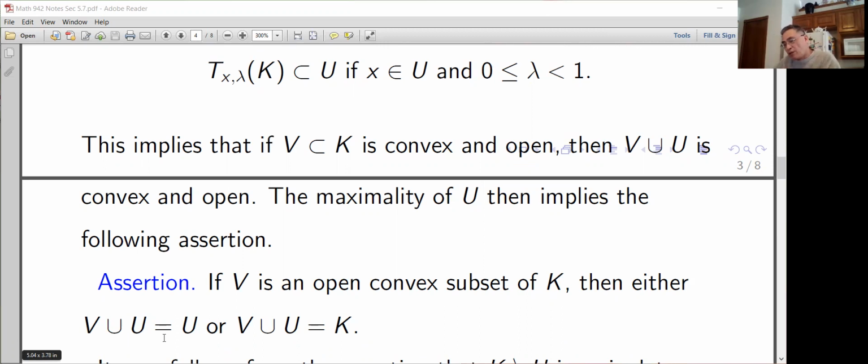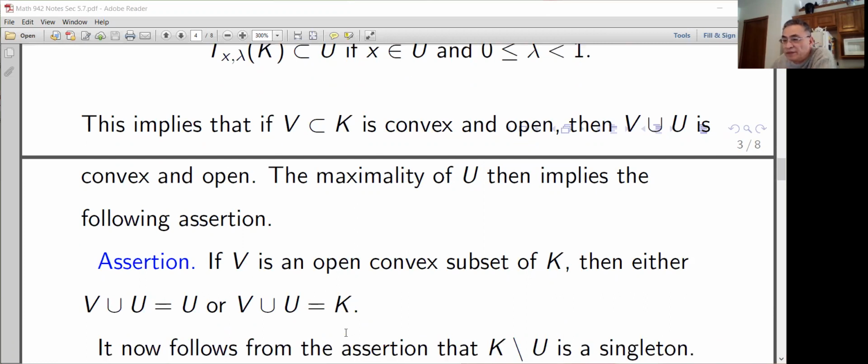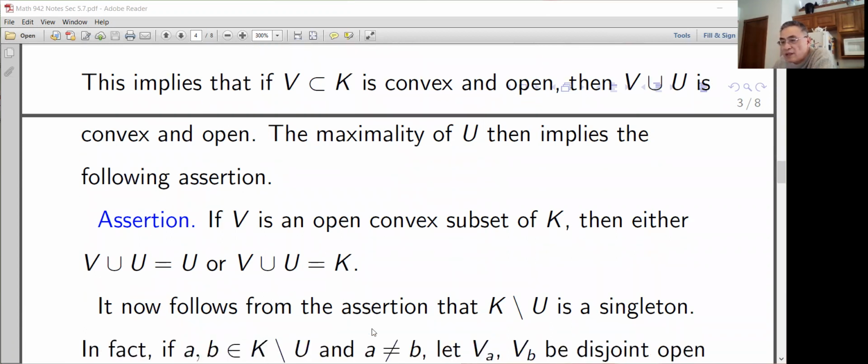If it's U, then it is U. If it's larger than U, then it must be K. So it now follows from this assertion that K minus U is a singleton, that is, a set consisting of 1 point. So in fact, if you have 2 different points, A and B, in K minus U, with A not equal to B, we are going to get a contradiction.